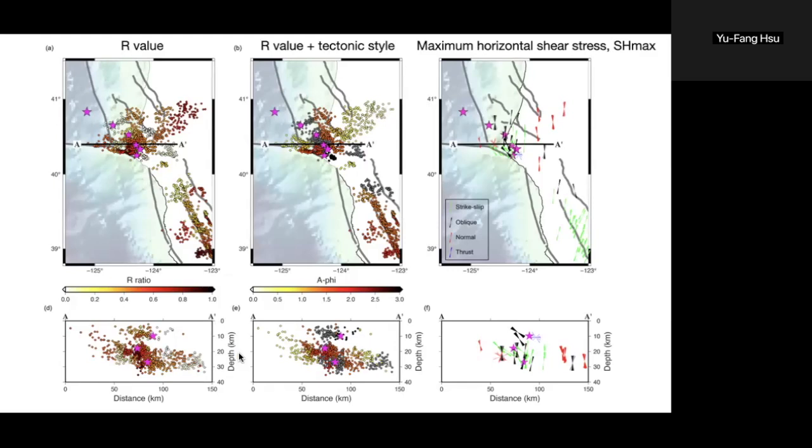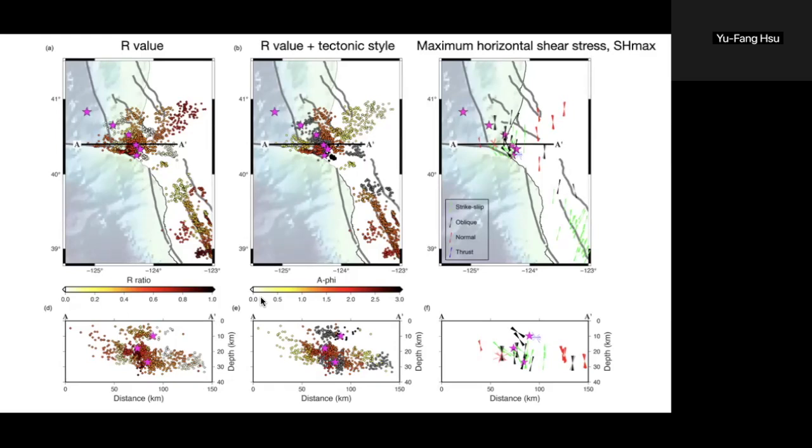And these figures are the results for stress inversion. From left to right are R values plus the tectonic styles, and the maximum horizontal stress SHmax respectively. And we can see that the stress regime is the most compressive at the triple junction.